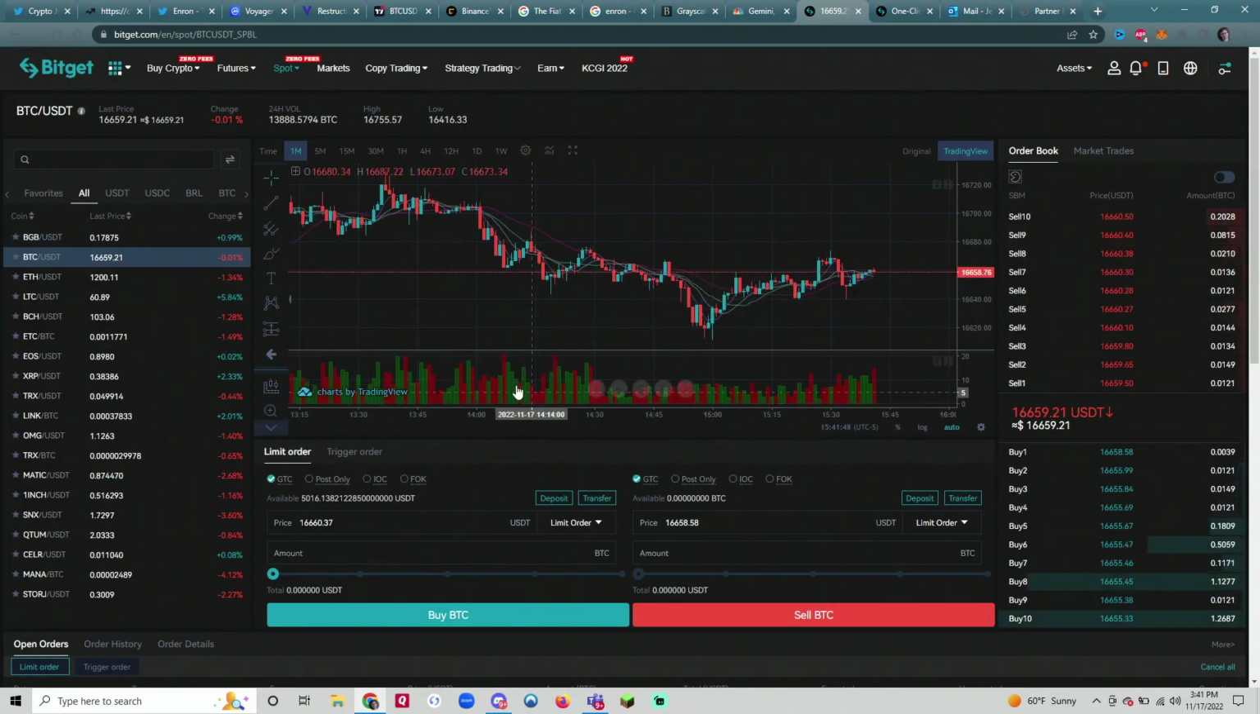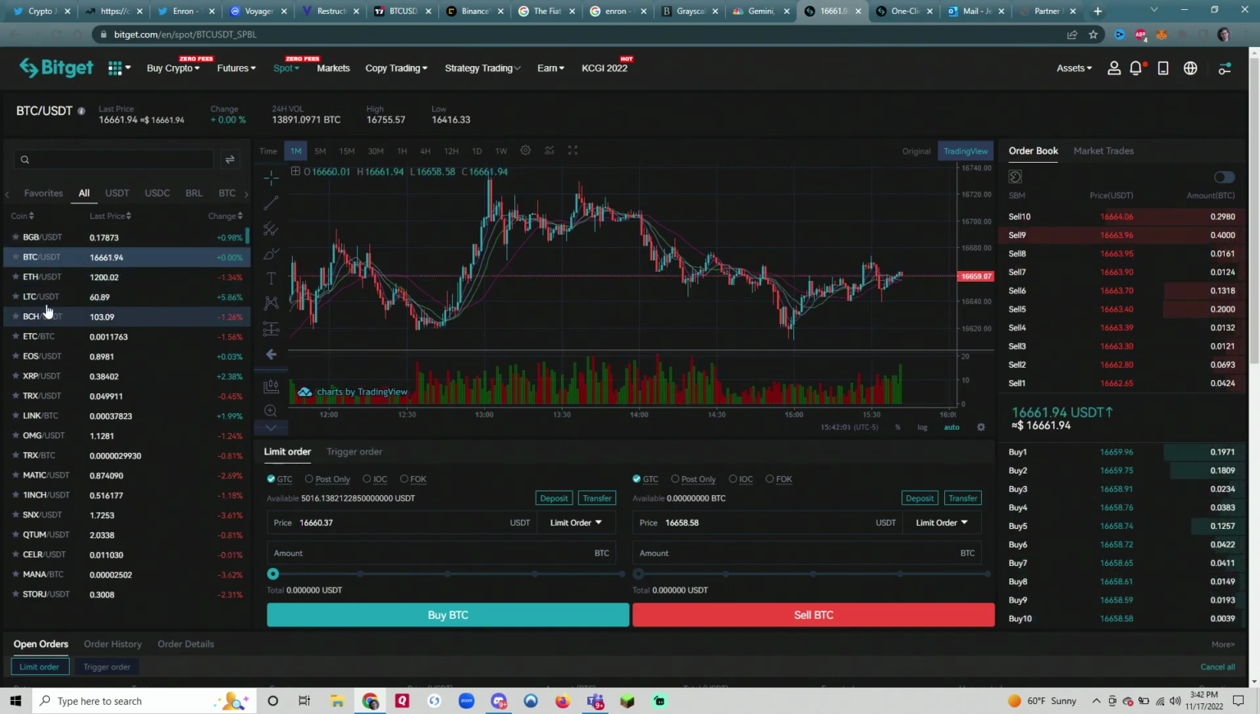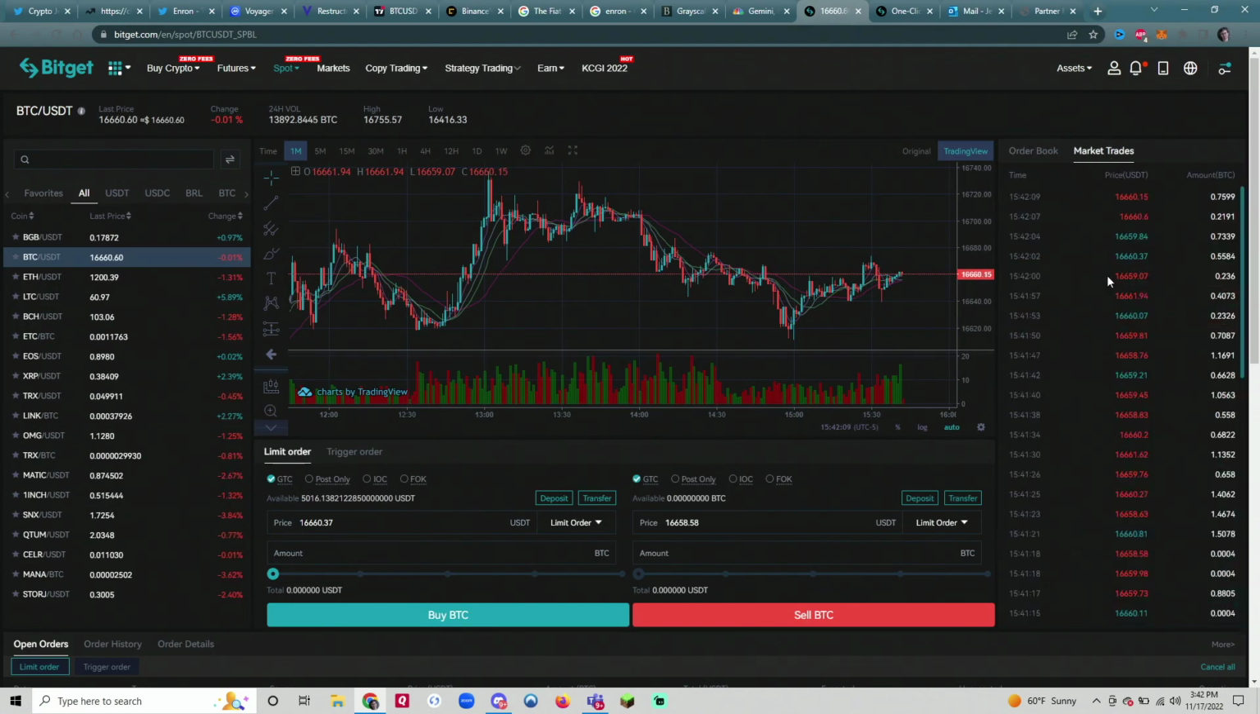You've got all of their different functionality here, just like an exchange that you know and love. You got your limit orders, you got your trigger orders here, the prices that you're going to trade at, the amount that you want to trade in. You can come over here to BTC, BGB over USD, Ethereum over USDT, Litecoin over USDT, BCH over USDT. You know, you've got all your different exchanges. Then you have your order books over here with all of the different transactions taking place, your market trades.